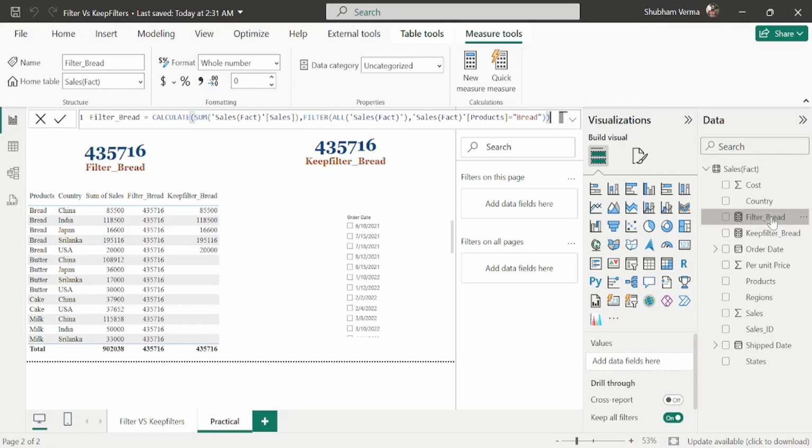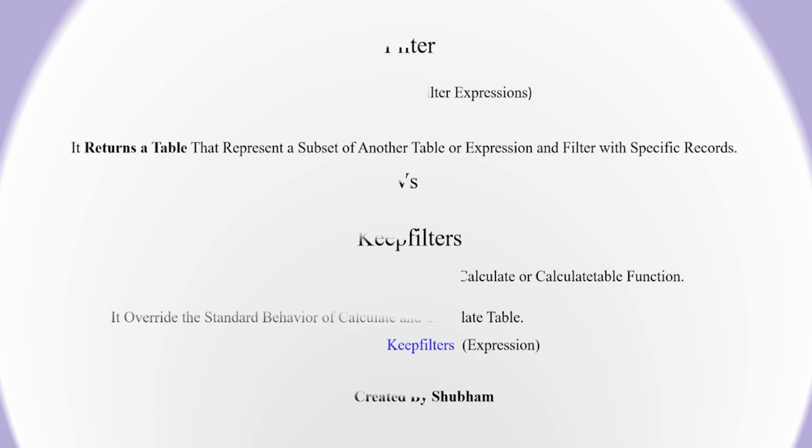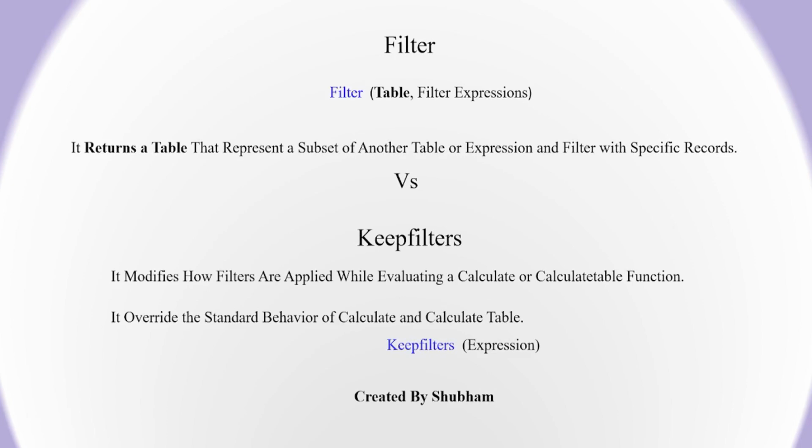And now, guys, let's understand the definition as well as see the differences. So here is the definition, guys. The FILTER function returns a table that is a subset of another table or expression, filtered with specific records. But the KEEPFILTERS function modifies how filters are applied while evaluating a CALCULATE or CALCULATETABLE function. It overrides the standard behavior of CALCULATE and CALCULATETABLE.